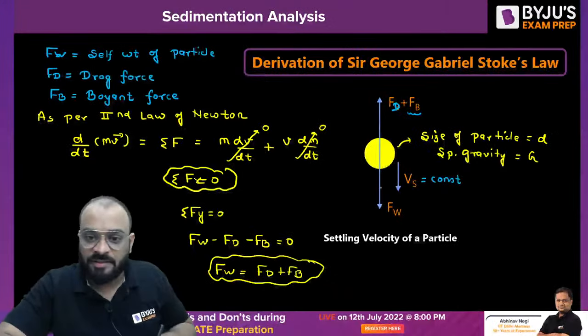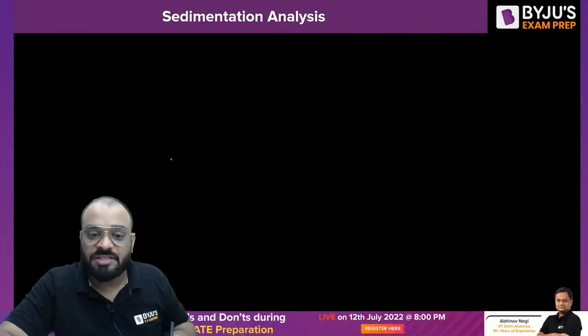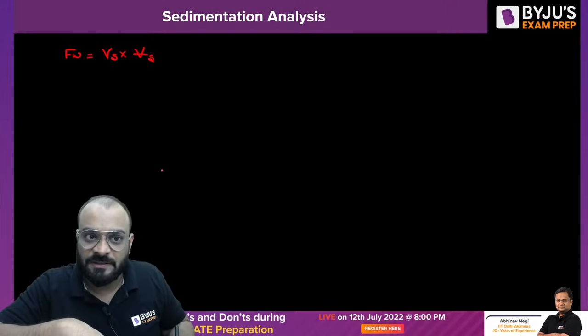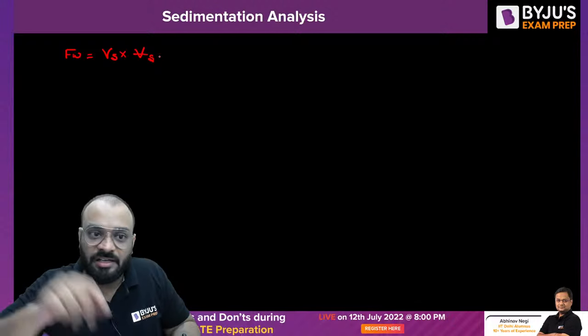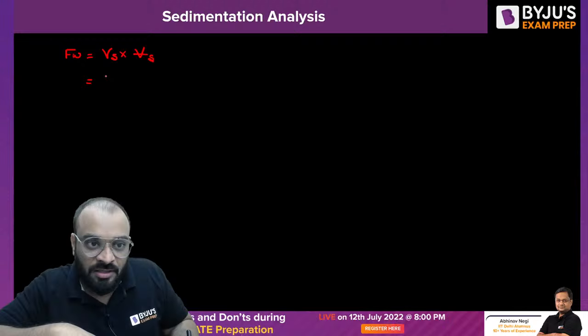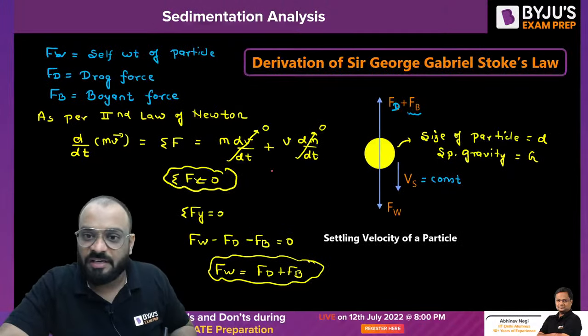Now you can see here, guys, this is the formula, correct? Fw is equal to Fd plus Fb. Now what is the value of Fw, sir? That is nothing but the self-weight of the particle. Now what is the self-weight of the particle? Specific weight of the particle multiplied by the volume of the particle, which we write as Vs. In this case Vs is not the settling velocity, it means volume of the particle. So specific weight of the particle multiplied by 4 by 3 pi r cube, that means d by 2 whole cube. This will be the self-weight of the particle, correct?